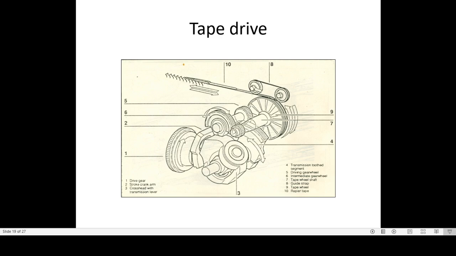So next, the tape drive. We have discussed this drive. Every machine manufacturer has its own drive patent, and it is very important that there should be fewer components in the drive. So see here how it is.